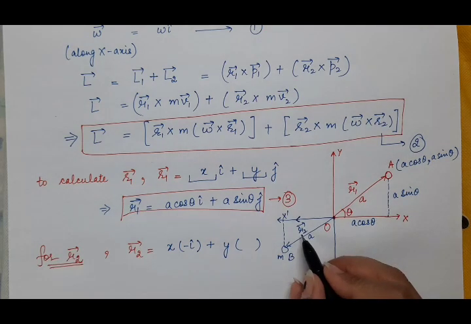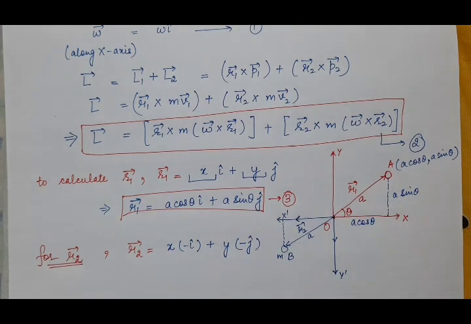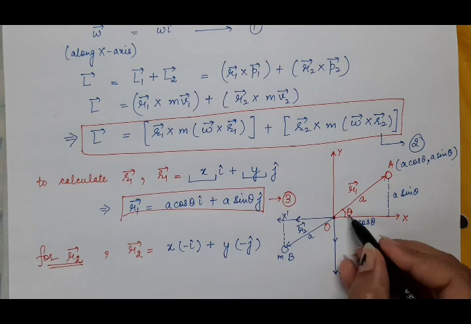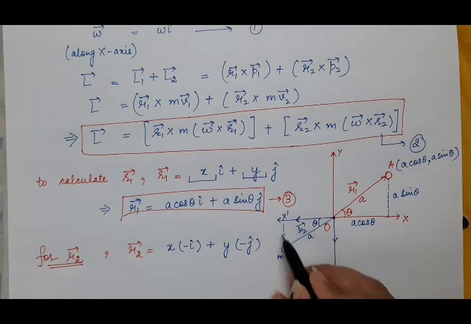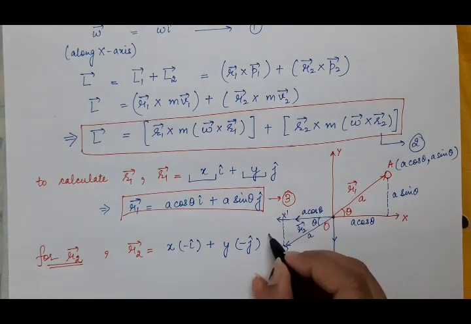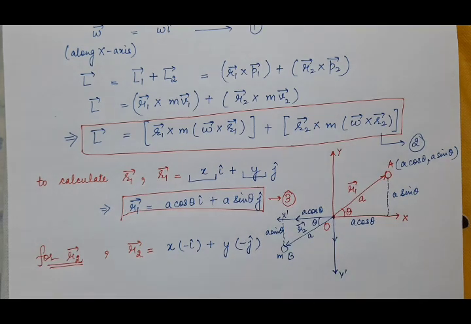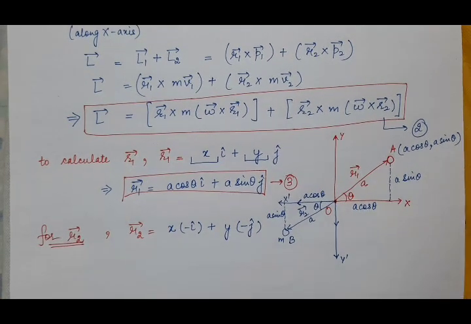And the direction of its y component will be along the negative y-axis. And what is the unit vector along the negative y-axis? It is minus j cap. And what will be its x and y components? Again, if this angle is theta, then this is also theta, a vertically opposite angle. So in this triangle, this will be the base and this will be the perpendicular. So this will be equal to a cos theta and this will be equal to a sin theta.